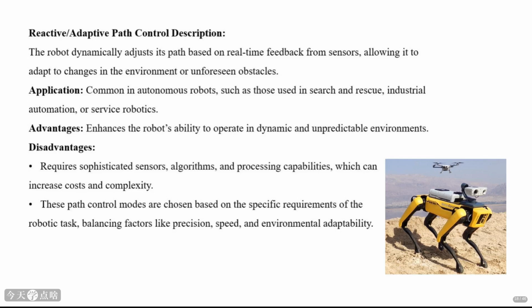And finally, reactive or adaptive path control. This is where the robot doesn't just follow a pre-programmed path. It uses sensors to see what's happening in the environment and adjusts its path on the fly. Imagine a robot navigating a cluttered warehouse or avoiding a person walking in front of it. This requires real-time sensing and decision-making.